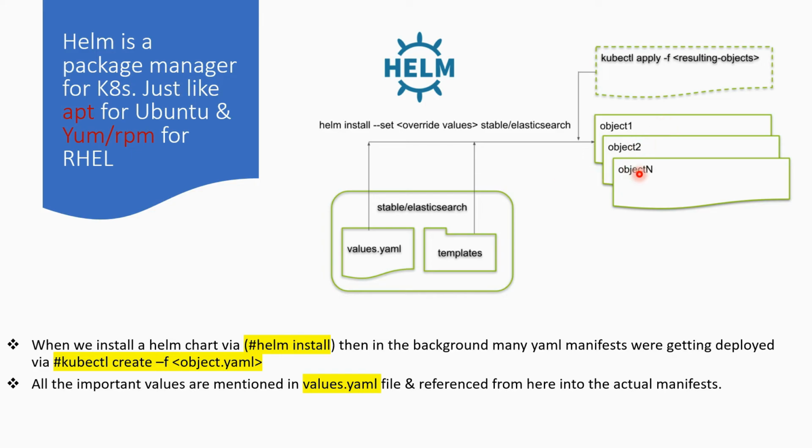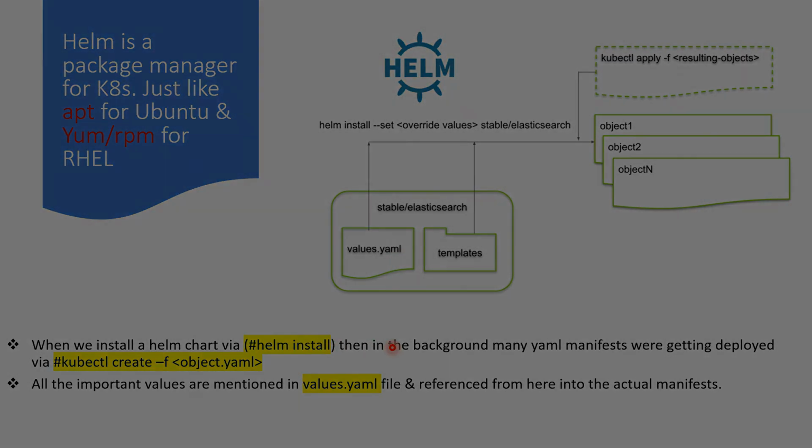Okay. So with Helm, we have something called values.yaml, which is a very important file, and all the important values are mentioned in this file and referenced from here into the actual manifests. So we will see in the next slide what I'm trying to say in this second line. Okay, so values.yaml is the key file in any Helm chart, and the command used to install any Helm chart is helm install and the chart name.